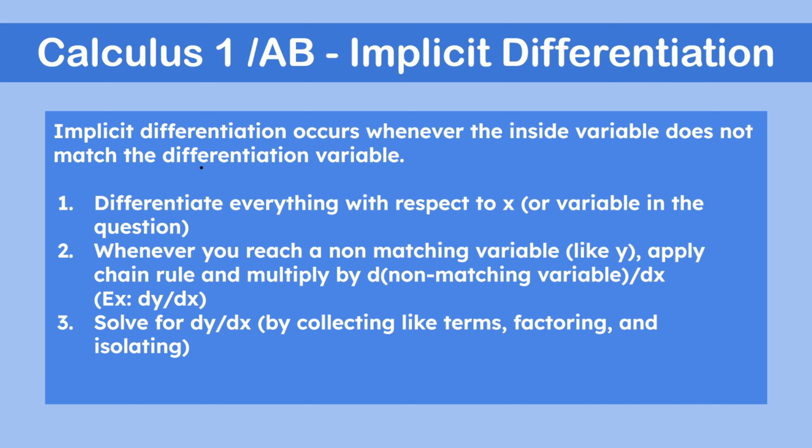So in summary, implicit differentiation occurs whenever the inside variable does not match the differentiation variable. You should differentiate everything with respect to x or the variable inside the question. Whenever you reach a variable that does not match the variable that you're differentiating with respect to, you apply the chain rule and multiply by the d of the non-matching variable over dx, or the variable that you're differentiating with respect to, and then you solve for that derivative by factoring, collecting like terms, and isolating.